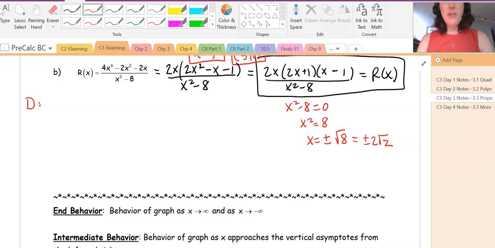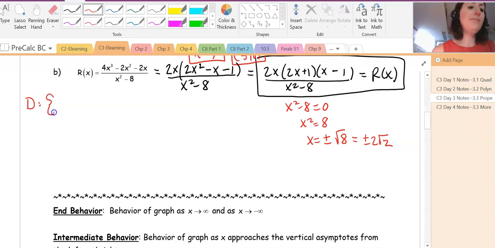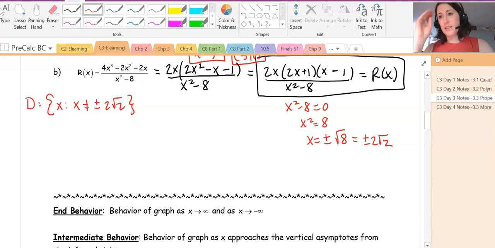For some people that makes them a little twitchy. They're like, oh God, I gotta simplify that. Then simplify it, it's fine. But what I'm telling you is you don't have to. Okay, x such that x is not equal to plus or minus 2 root 2, that's really easy. So I'm going to simplify it. But again, you can leave it as a root 8.